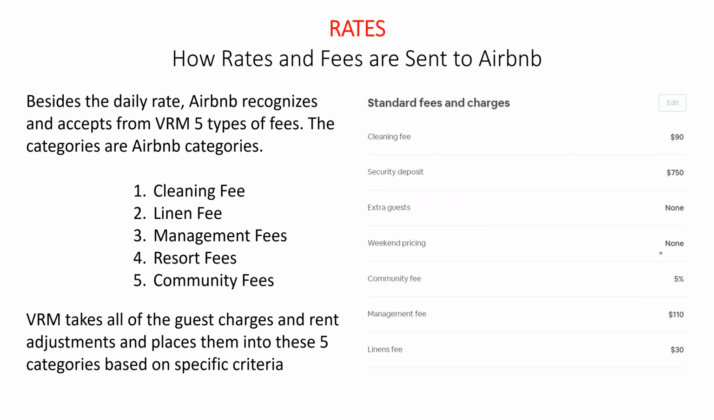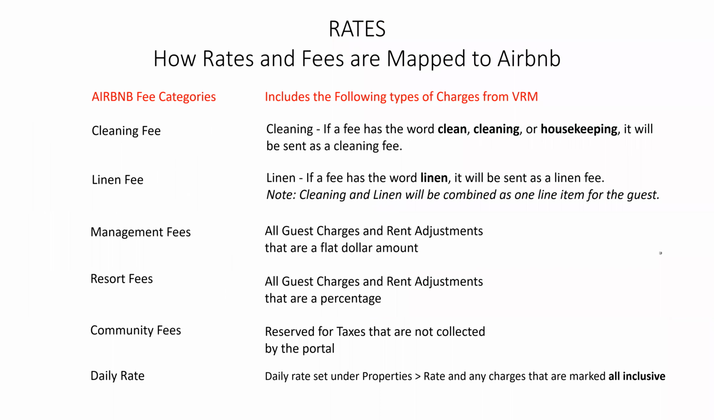So you have cleaning, linen, management, resort, and community fees. And then on the Airbnb side, if you're looking at one of your properties and looking at pricing, this is what you see. So everything that's sent over as a management fee gets added together as one line item. So how do we determine what category the types of fees go into?